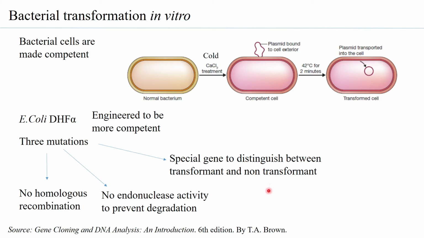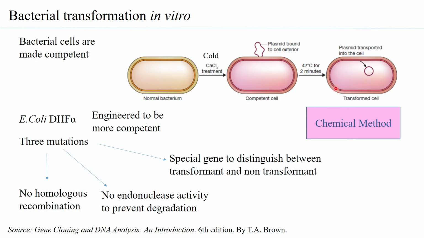So it is important to distinguish between those E. coli that have been transformed and those E. coli that have not been transformed. And a gene that is mutated enables the selection of transformant from a non-transformant. So effectively, this method of transformation in vitro is a chemical method of transformation.